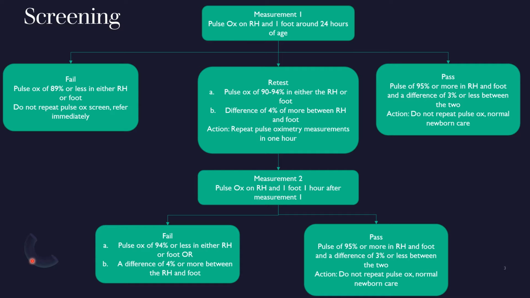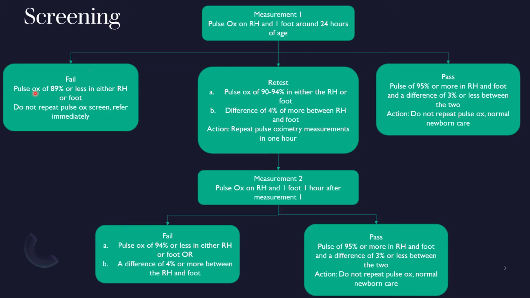We'll start with the universal screening for cyanotic heart disease in babies. This is a modified version from 2018. The guideline says first, do a pulse ox on the right hand and one foot around 24 hours of age. They pass if the pulse ox is 95% or more in the right hand and foot, with a difference of 3% or less between the two. Do not repeat the pulse ox and continue normal newborn care in this situation.